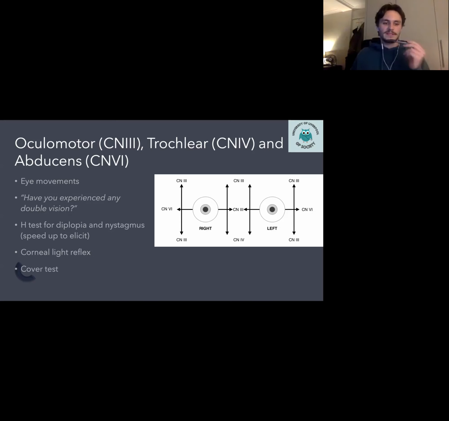And then the cover test, which is a similar concept. You're identifying misalignment. You ask them to fix at a point on the wall, for example, and then you cover up one eye of theirs. So you're covering up the patient's eye, and you might see the affected eye at the point you cover the other eye. It sort of corrects and it moves slightly. And it's because it's the brain realizing that that's the primary source of visual information now, and it needs to correct.